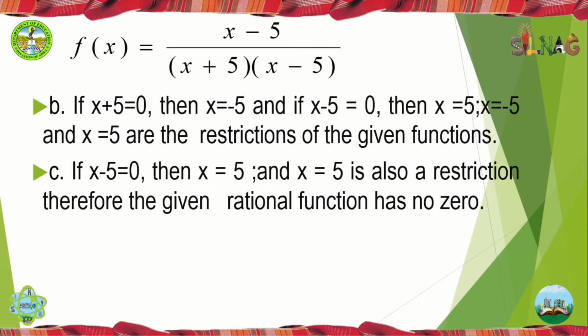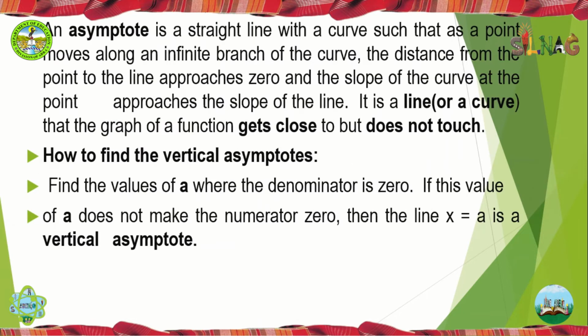Then for the third step, if x minus 5 is equal to 0, then x is equal to 5. And x is equal to 5 is also a restriction. Therefore, the given rational function has no zero.